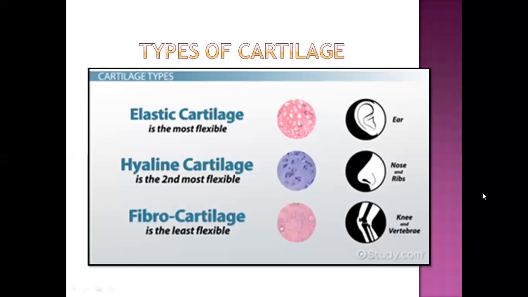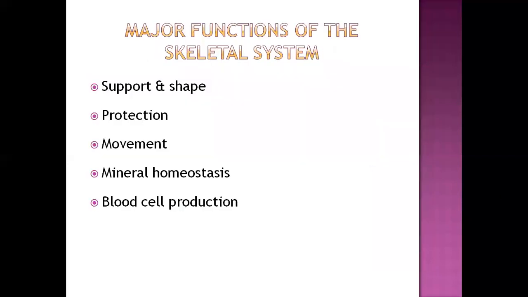फिब्रोकार्टिलेज जो है वो नी एंड वर्टिब्रल कॉलम में हमें मिलता है. नेक्स्ट देयर आर सम मेजर फंक्शंस ऑफ द स्केलेटल सिस्टम. फर्स्ट इज सपोर्ट एंड शेप. स्केलेटन जो है वो पूरी बॉडी को सपोर्ट भी प्रोवाइड करता है, शेप भी प्रोवाइड करता है, प्रोटेक्शन.